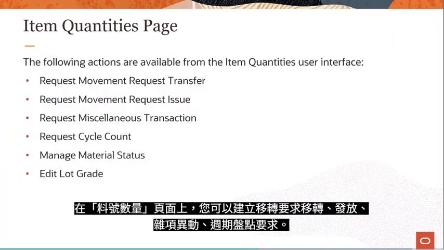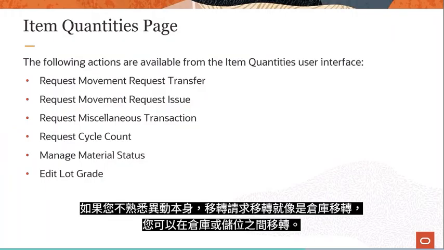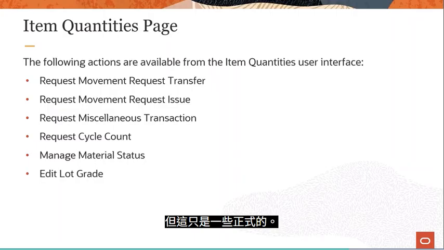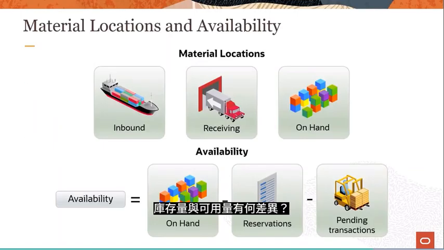On the items quantity page, you can create a movement request transfer, issue, miscellaneous transaction, cycle count request. You can update the item status for the item, and you can edit the lot grade. And if you're unfamiliar with the transactions themselves, the movement request transfer is a lot like a sub-inventory transfer, where you can move between sub-inventories or locators. The movement request issue is a lot like a miscellaneous transaction, but it's just a little bit formal, but it issues from stock to a charge account, and miscellaneous transactions are just that.